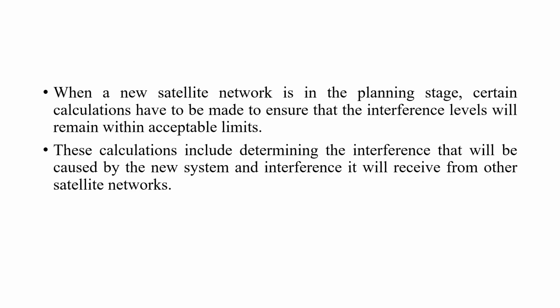So when a new satellite network is being planned, certain calculations have to be made to ensure that the interference level remains within acceptable limits. These calculations include the determination of the interference level caused by the new system and the interference that it will receive from the neighboring systems. All these parameters are considered before designing and planning a satellite system to be launched. So we have to ensure that interference is within a limited or acceptable range, by which successful communication can be established. Thank you.